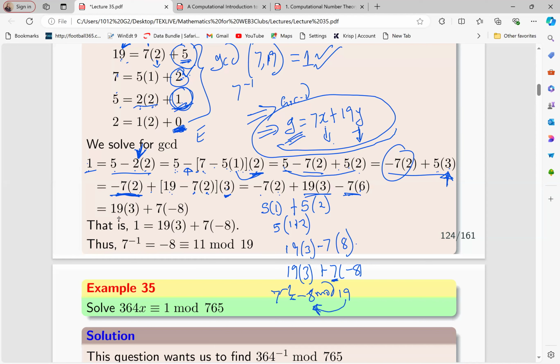And that is what you remember when you're writing your code, so that your answers are positive. Otherwise, you'll be getting negative results when it's supposed to be giving you positive. So this gives you 11. 11, therefore, is the inverse of 7 mod 19. So the inverse of 11 mod 19 again will be 7, and so on, that way.